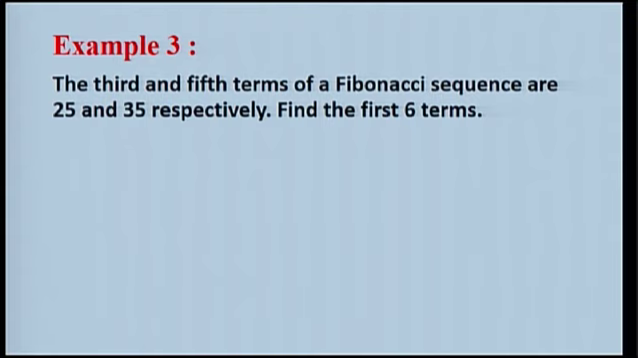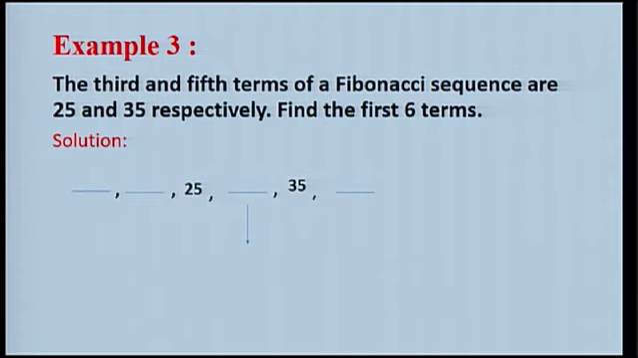39. A third example, now this one is slightly different. The third and fifth terms of a Fibonacci sequence are 25 and 35, respectively. Find the first six terms. So here we have been given the third and the fifth terms. And I need to find the first six terms. So I need to find the fourth term first.